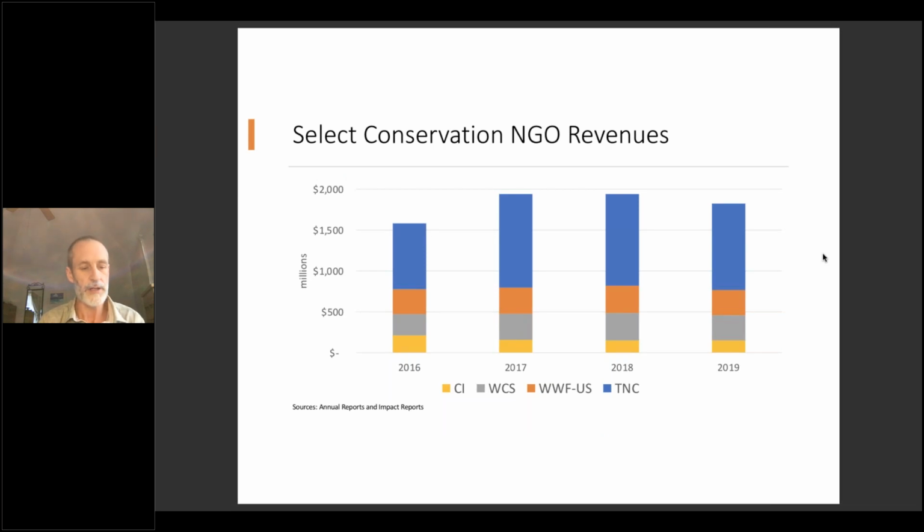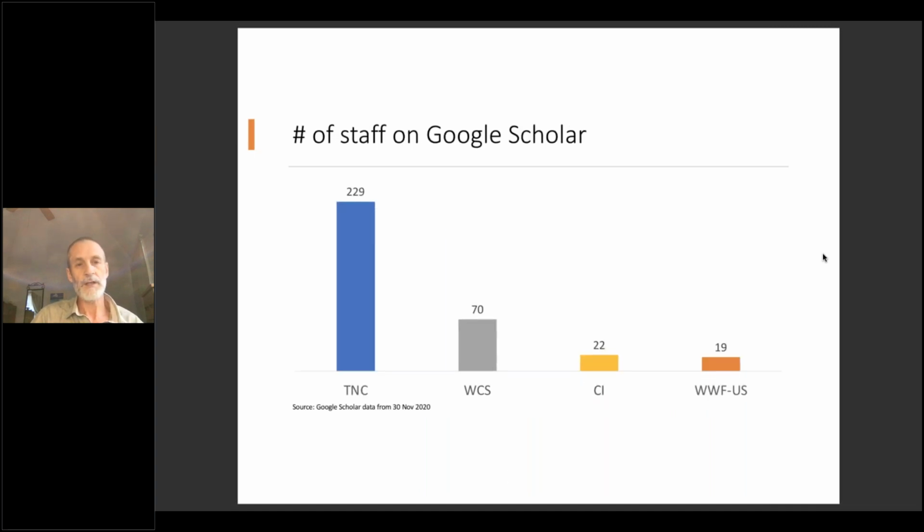For the last 3 years, TNC's revenues have been over $1 billion a year. So TNC is bigger than CI, WCS, and WWF US combined. We've got 4,200 staff in 70 different countries. TNC is also a science-based organization, and we've got more than 200 staff with Google Scholar profiles. My point here is TNC is an organization with substantial money and substantial science capacity. Yet why are we collecting so little evidence from our conservation work?